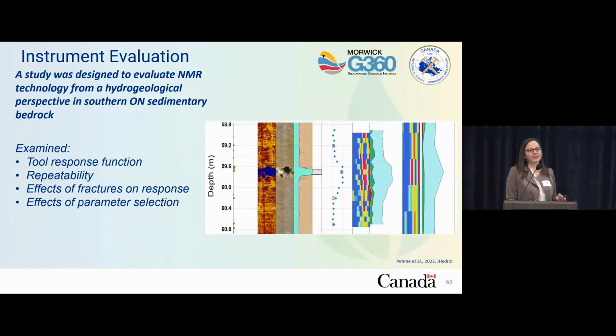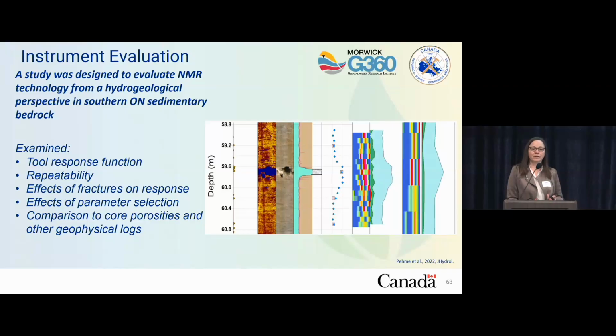We also looked at the effects of parameter selection, things like how quickly should we move the tool or should we keep the tool stable? How many times do we need to stack the data in order to achieve high-quality data sets? And finally, we compared the core porosities and other geophysical logs to the NMR log responses. So I'll be talking about that a little bit in the coming slides.